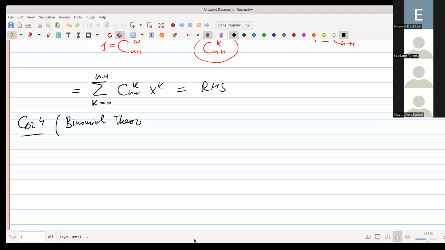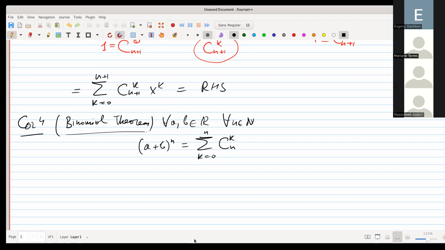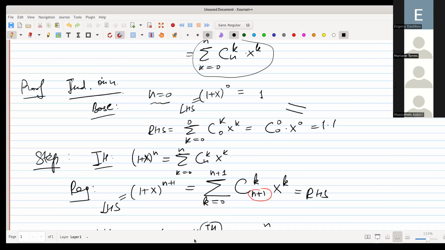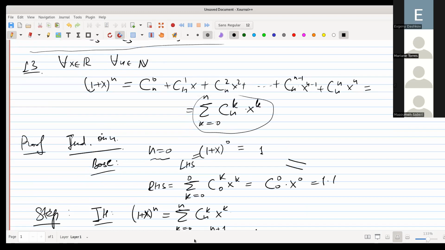So for every two reals A and B, whatever, for every natural n, A plus B to the power n equals the sum of n plus 1 summands of the following form: n choose k multiplied by A to the power k and by B to the power n minus k. And here we need no induction. We can simply apply our previous lemma. But for our previous lemma, A has been fixed to be 1.